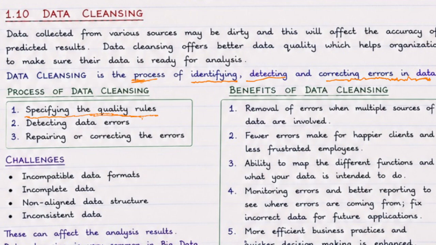Specifying the quality rule. This is what we need. We have collected the data. These are the ones that are to be let go. This is the one that we are to work with. So that is the process of data cleansing.